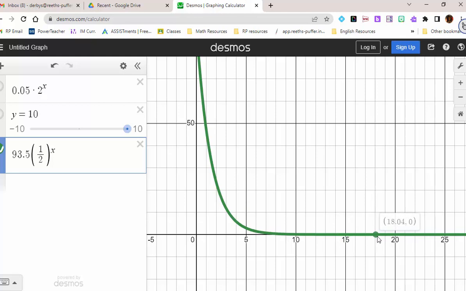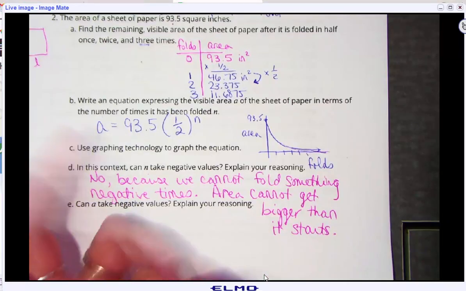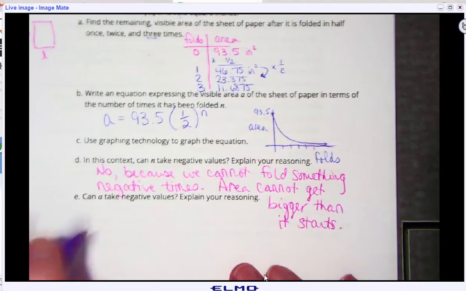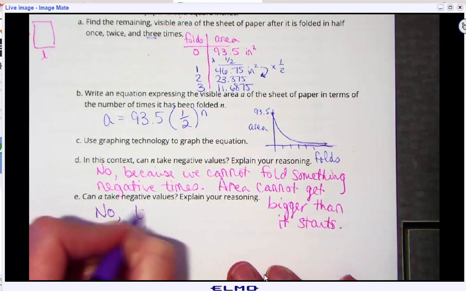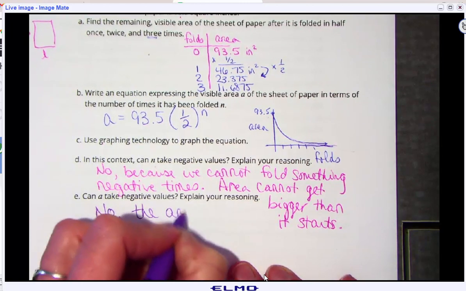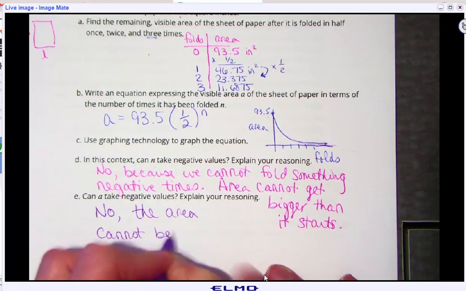Now again, Desmos shows us that it can be 0, but that's just a rounding thing. What it never ever does is turn negative. So it'll get really, really close to 0, but it will never go negative. And I'm going to say again, no. The area cannot be a negative value.